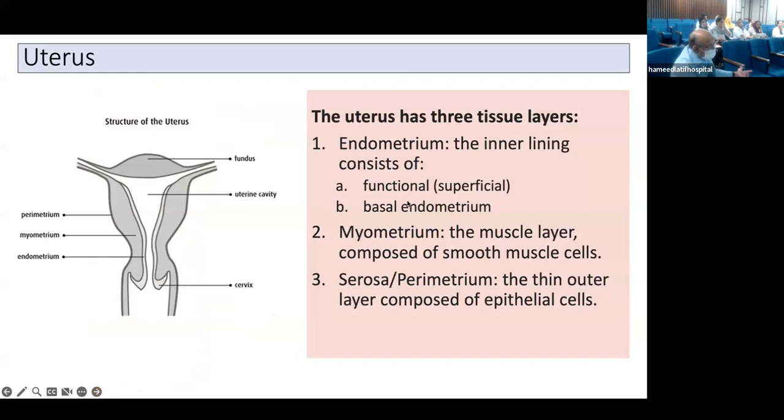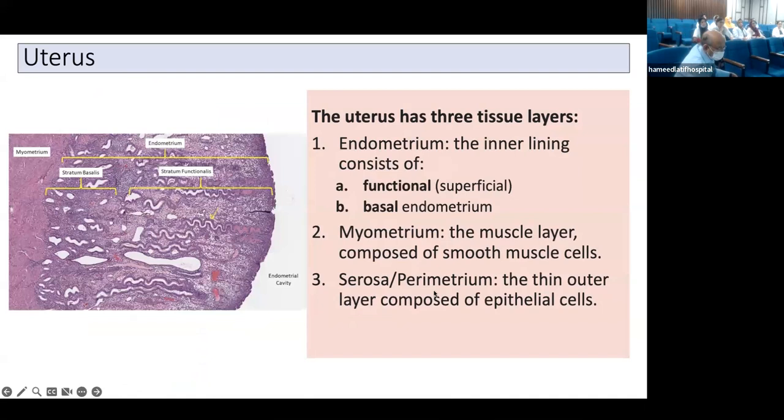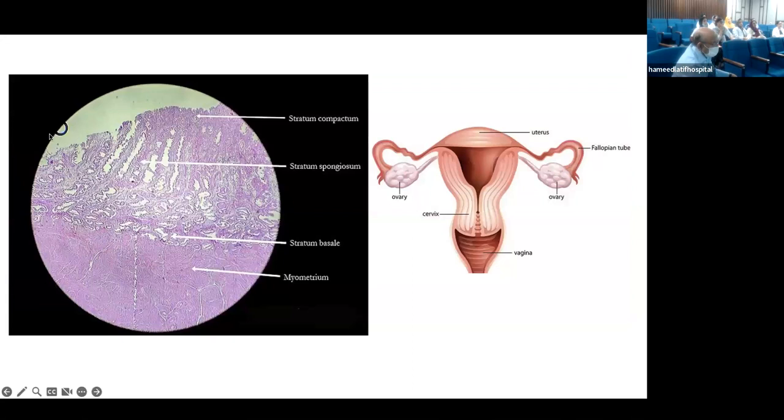Three layers of the uterus: the endometrium, myometrium, and serosa. The myometrium is the thickest, and it has crisscrossing muscle fibers, the myometrial fibers, and the serosa is the thinnest. It is the peritoneum. The endometrium, as explained last time, undergoes cyclical changes during reproductive life. If we look at the histology, this is the basal layer, and this is the functional layer of the endometrium, which has a spongiosum and compactum layer. They are differentiated into that. Here is the compactum, spongiosum, and the basal layer, and this is the myometrium.